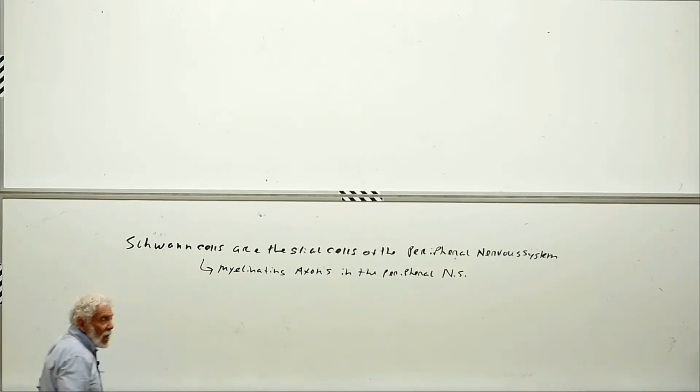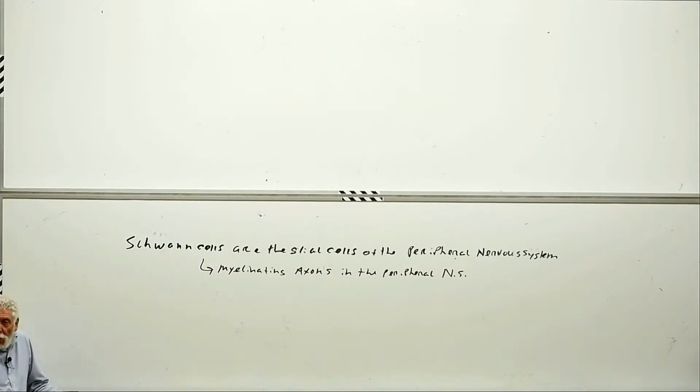The story is the same. The distance between the nodes of Ranvier is about a millimeter and a half. They wrap around the axon just as we saw with the oligodendrocytes. They form those insulating layers. They increase the rate of propagation in the peripheral nervous system. They do all the same things. But there's an interesting distinction I want to tell you about between the Schwann cells and the oligodendrocytes.